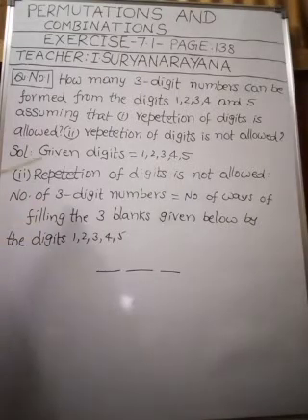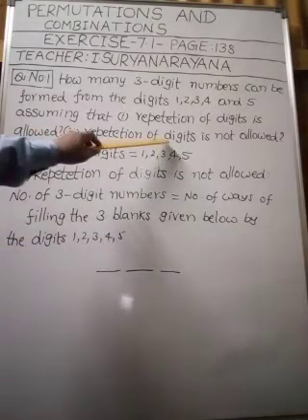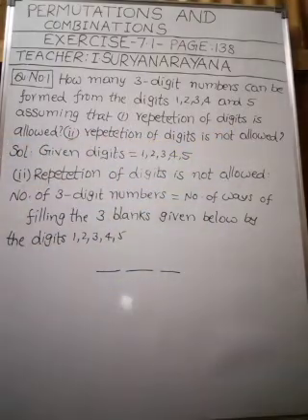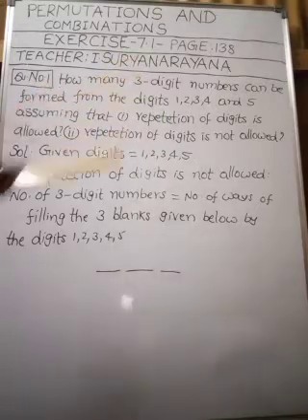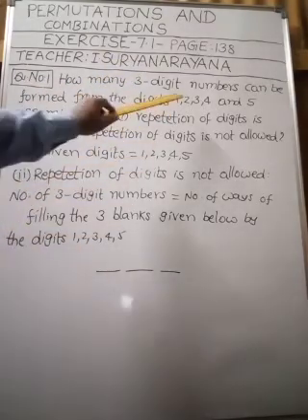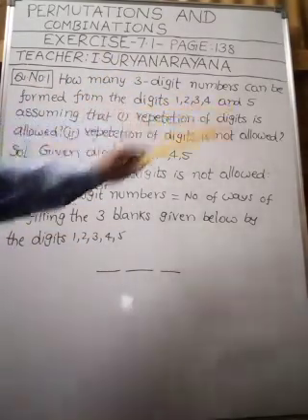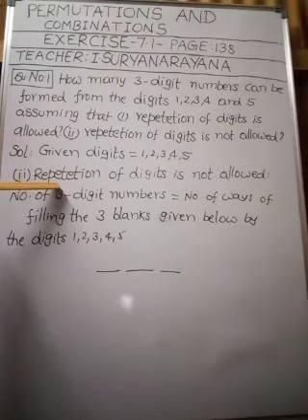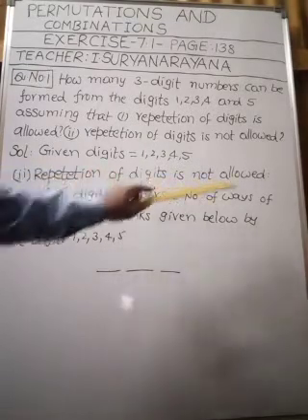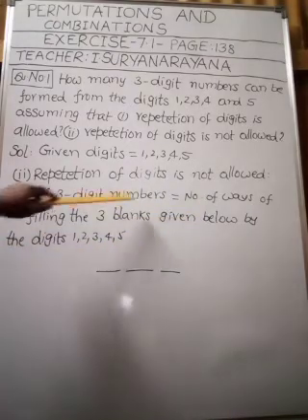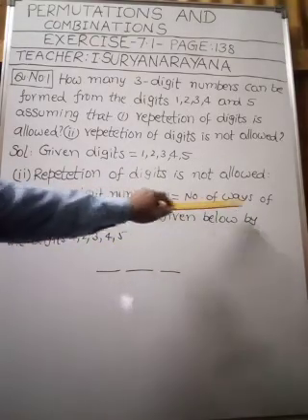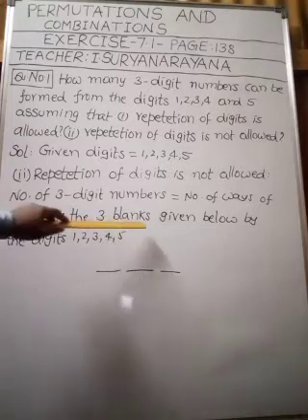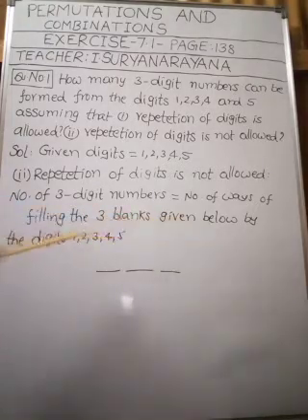Now come to the second part of the question. Repetition of the digits is not allowed. In this case, how many three-digit numbers can be written by using the digits 1, 2, 3, 4 and 5? Okay, my children. See the second part of the question. Repetition of digits is not allowed. The number of three-digit numbers is equal to the number of ways of filling the three blanks given below by the digits 1, 2, 3, 4, 5.